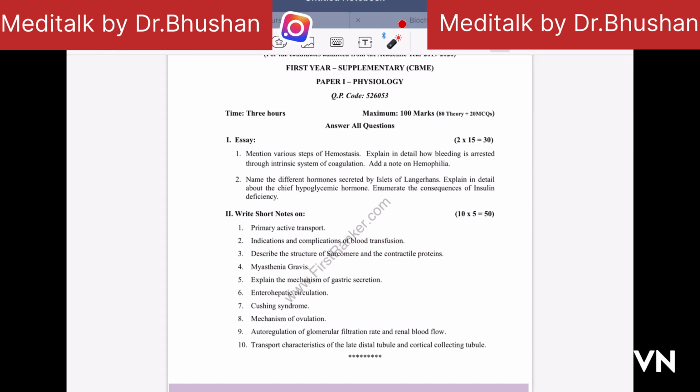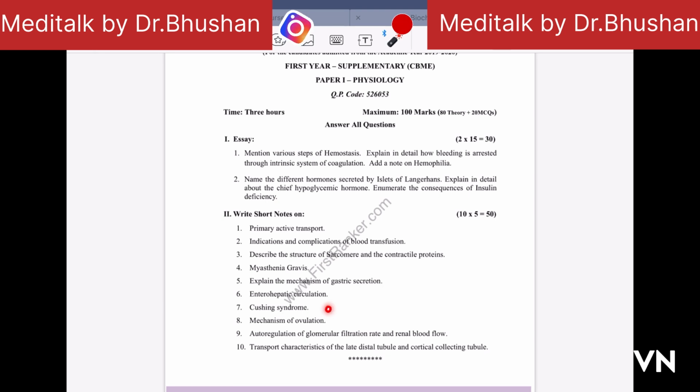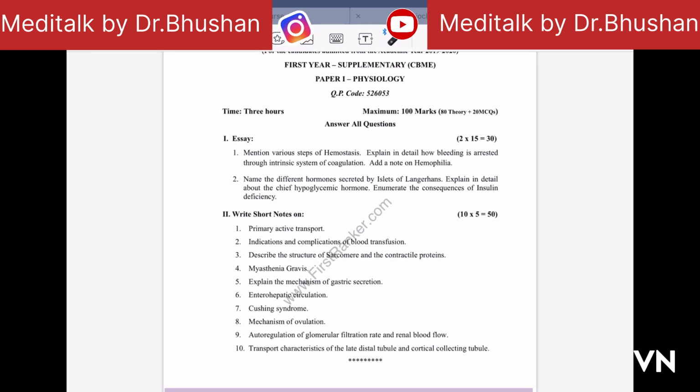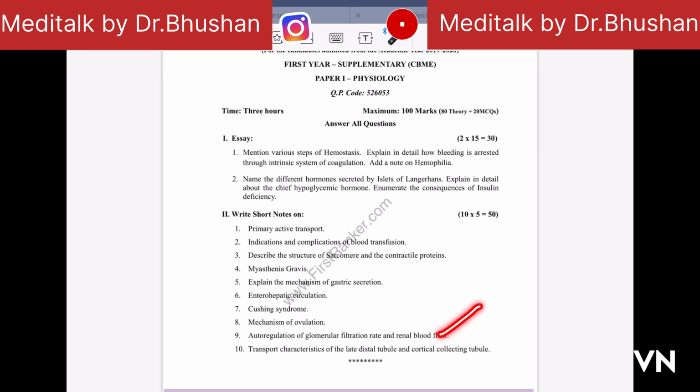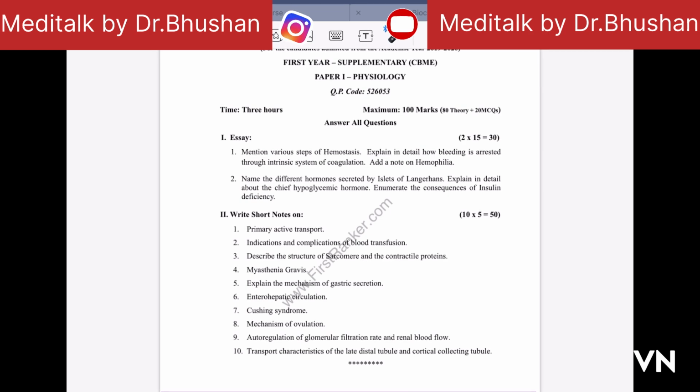This is an important question. Explain the mechanism of gastric secretion, enterohepatic circulation, Cushing syndrome, mechanism of ovulation, autoregulation of glomerular filtration rate and renal blood flow, transport characteristics of late distal tubules and cortical collecting duct, CT and TCT.